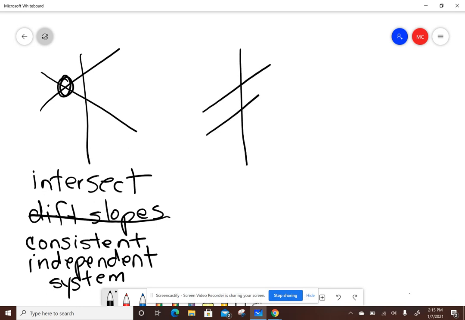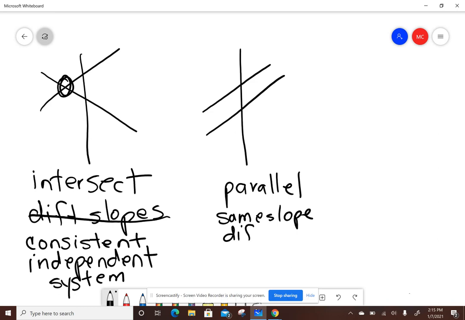Then we have parallel lines. So these lines are parallel. When I describe parallel lines, they have same slope, but a different y-intercept. When I describe the system, I call this an inconsistent system. It's inconsistent because there's no solution.